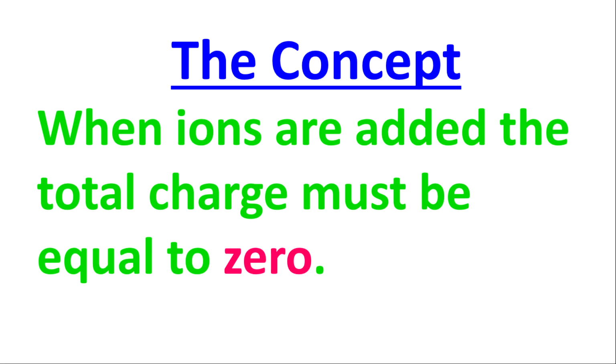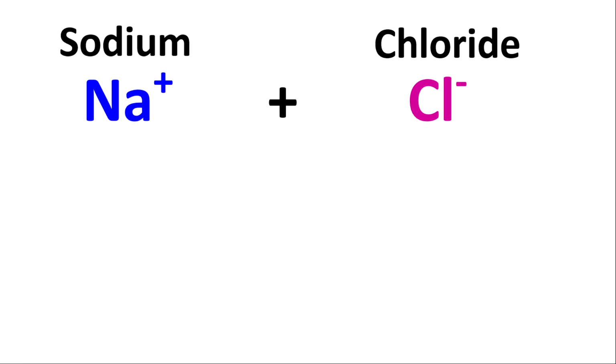The very most important concept for this lesson is that when ions are added together, the total charge must be equal to 0. Now let's look at our first example. We're going to bond sodium ion with the chloride ion. Remember, the total charge must be equal to 0.